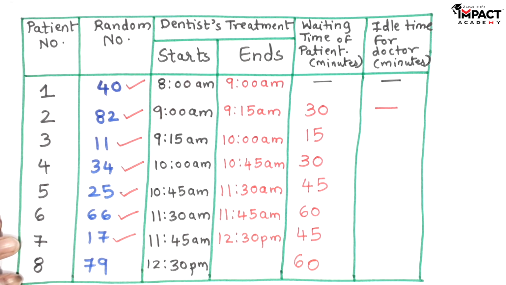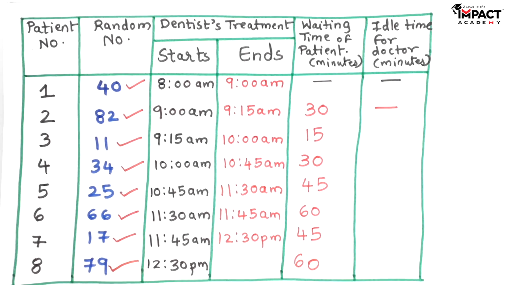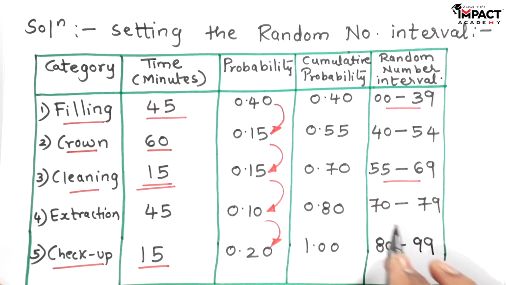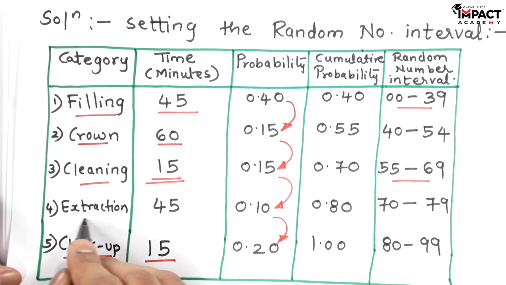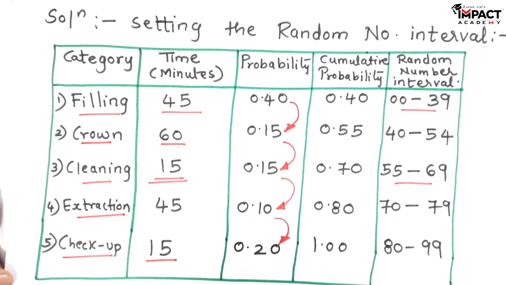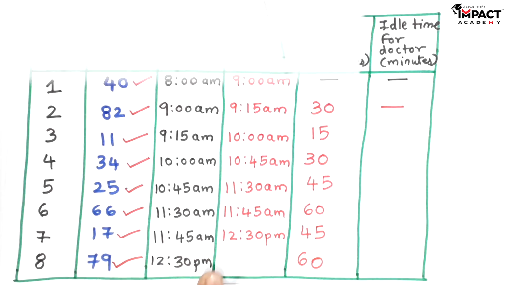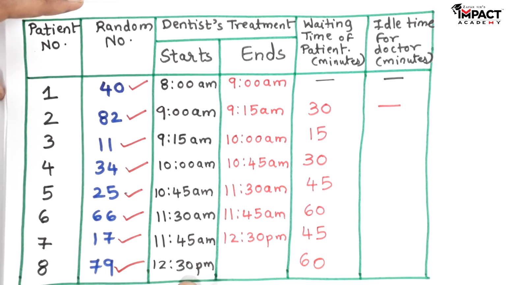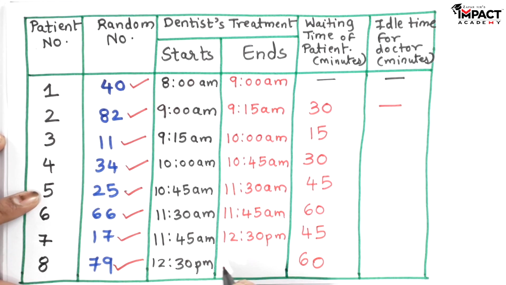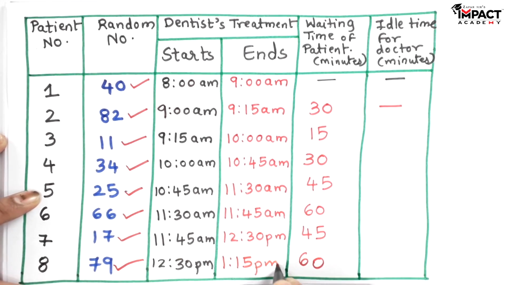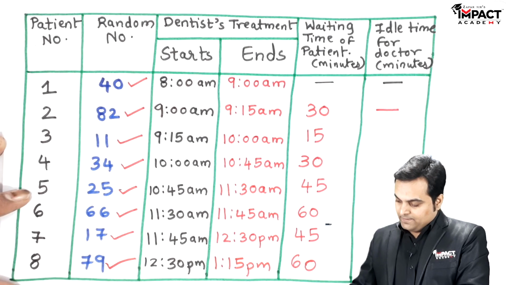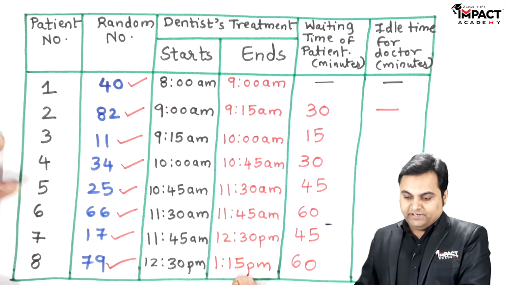Then at 12:30 the doctor will see patient 8, and the kind of operation based upon the random number, which is 79, which lies between 70 to 79, is extraction of the teeth. That will take 45 minutes. So adding 45 to 12:30 pm gives me 1:15 pm for the 8th patient.